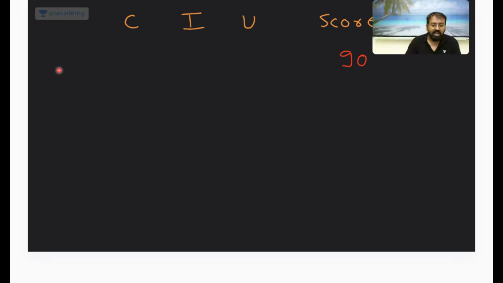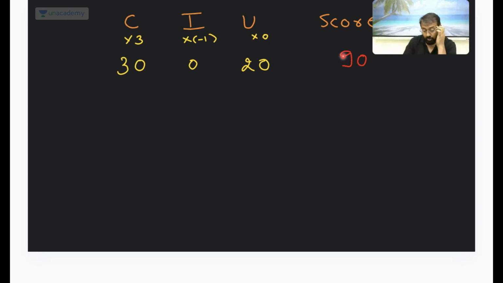For each question, we have 3 marks. So can I say 30 correct, 0 incorrect, and 20 unattempted? So this will get you 90 marks. Yes or no? Because for each correct, there is plus 3. For each incorrect, there is negative 1. And for unattempted, 0. Correct? So this is how you can get 90 marks.